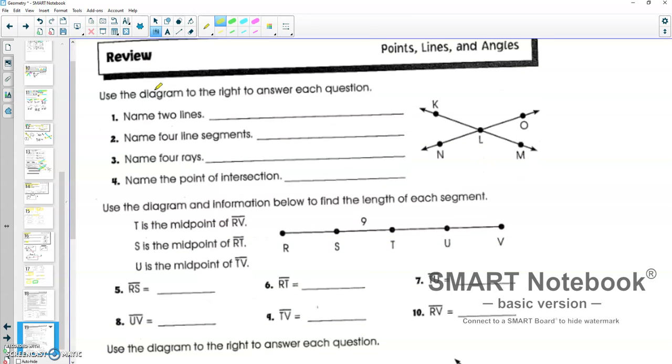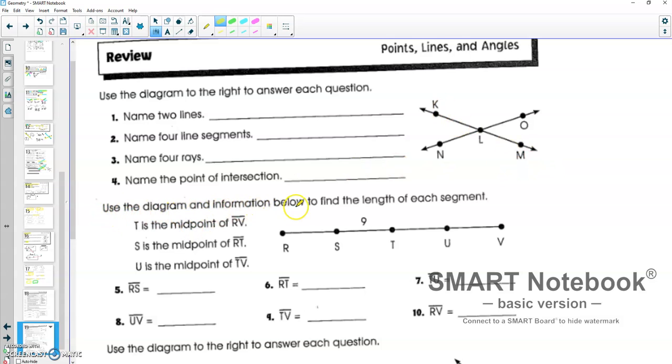This is the second page of the review. Use a diagram to the right to answer each question. You have one of these. We have to name lines, line segments, rays, and points of intersection. Okay, so again, if you don't remember what the words mean, go back, double check, figure out what they mean, and then look for them here.